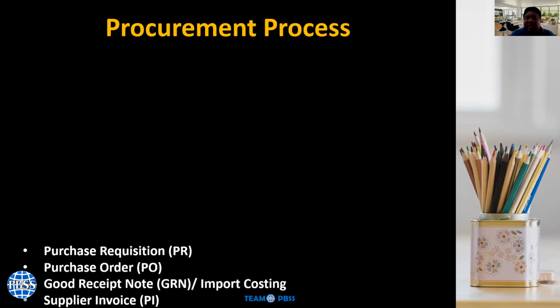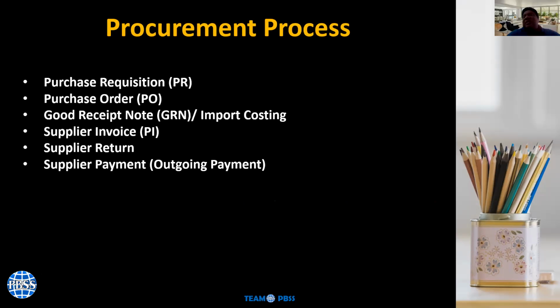In the procurement process, there are mainly 6 transactions you have to post into the system. It's very simple. The entire procurement system we can cover within 6 transactions. What are these 6 documents? First thing is your purchase requisition. Your department requests raw material.